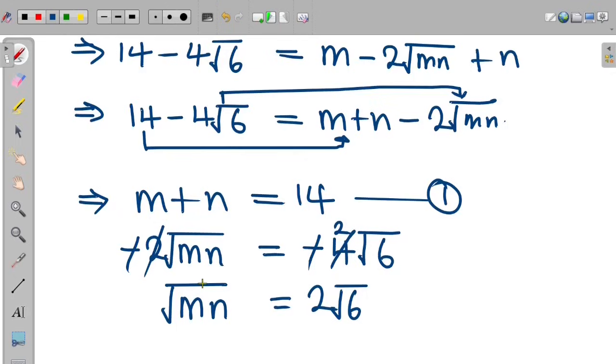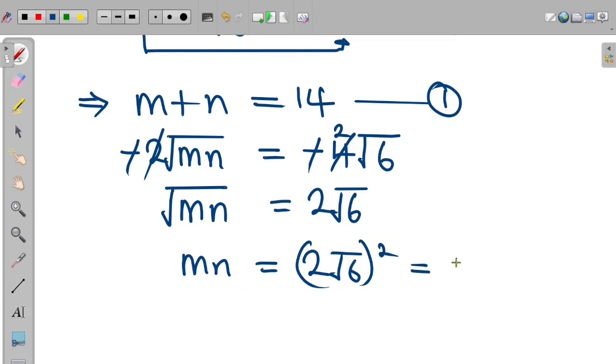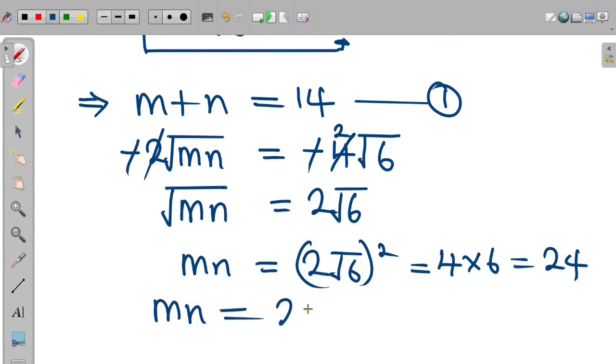Now, to eliminate this square root here, we can take the square of both sides. So therefore, this becomes mn equal to 2 root 6 squared, and this is equal to 4 times 6, which is equal to 24. So we have that mn is equal to 24. Let's call this equation 2. Now, the next step is that we are going to solve equation 1 and equation 2 simultaneously to be able to obtain the values of m and n.